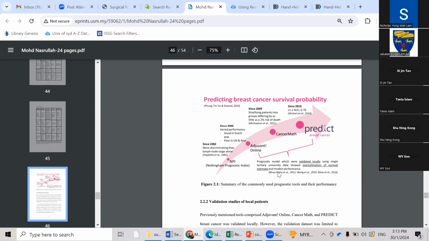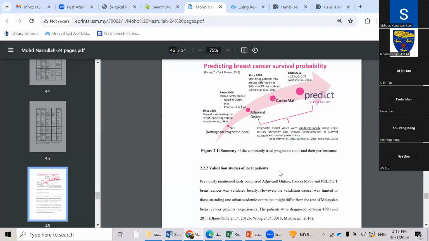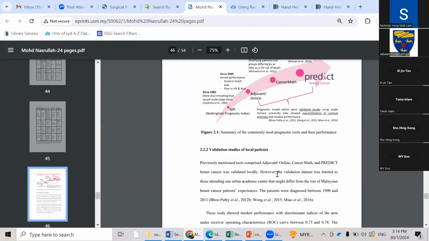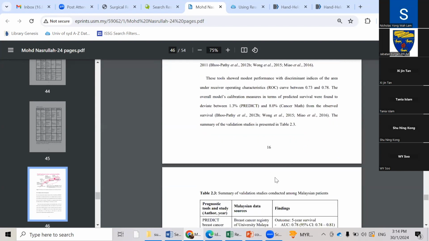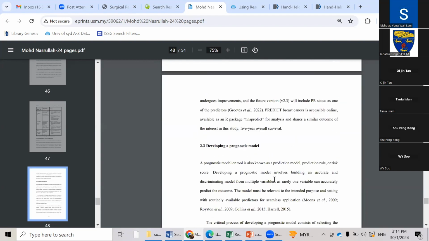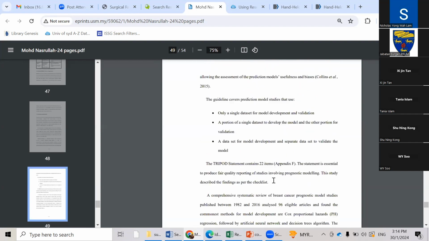You have to make sure your story in your literature review makes sense, and it has to really support your research. So this is just an example. Just have a look at this.